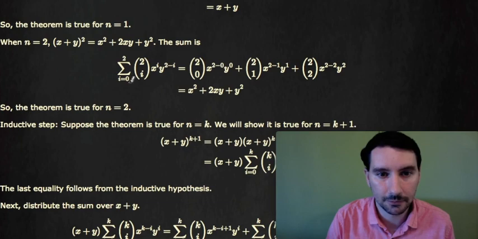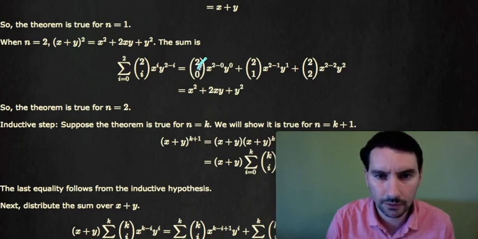The formula says we sum from 0 to 2 of 2 choose i, x to the i, y to the 2 minus i. So that means 2 choose 0, x to the 2 minus 0, y to the 0, plus 2 choose 1, x to the 2 minus 1, y to the 1, plus 2 choose 2, x to the 2 minus 2, y to the 2.